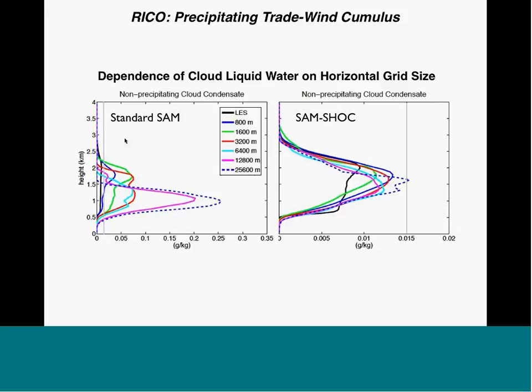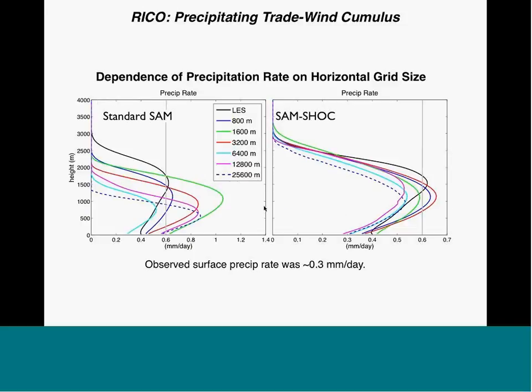And for standard SAM, we get liquid water contents up to 0.25. The LES profile is right here. And SAM SHOC matches the profile very nicely for all of these grid sizes. Notice the scale has changed. This gray line is the same as the gray line here. The maximum value here is just 0.015. We also get a nice agreement for precipitation rate. It collapses. It doesn't have a dependence on grid size as it does for standard SAM.